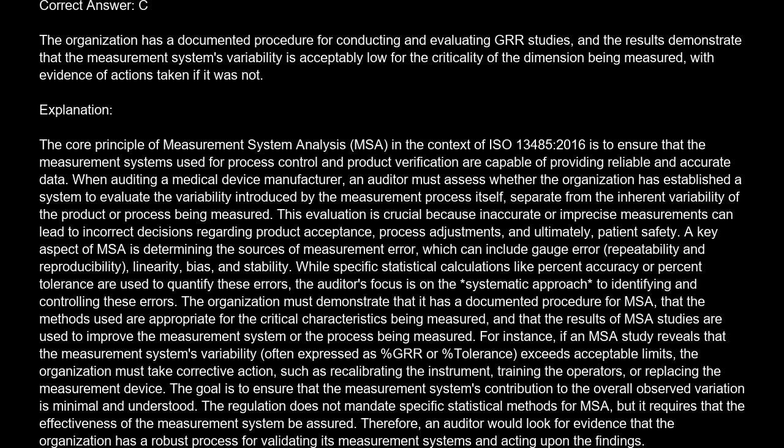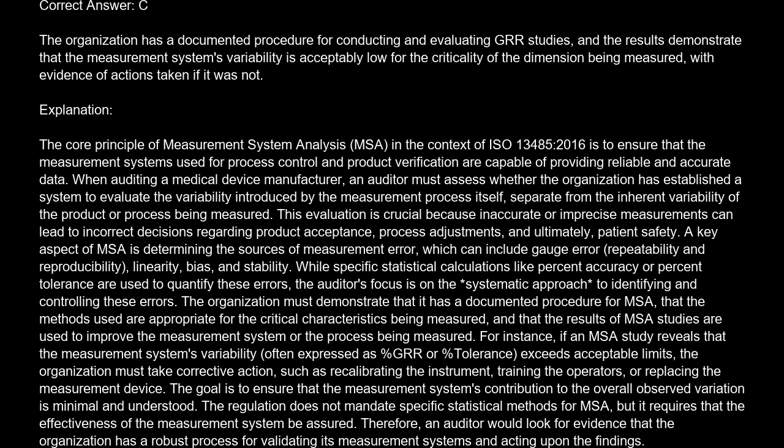A key aspect of MSA is determining the sources of measurement error, which can include gauge error, repeatability and reproducibility, linearity, bias, and stability. While specific statistical calculations like percent accuracy or percent tolerance are used to quantify these errors, the auditor's focus is on the systematic approach to identifying and controlling these errors. The organization must demonstrate that it has a documented procedure for MSA, that the methods used are appropriate for the critical characteristics being measured, and that the results of MSA studies are used to improve the measurement system or the process being measured.